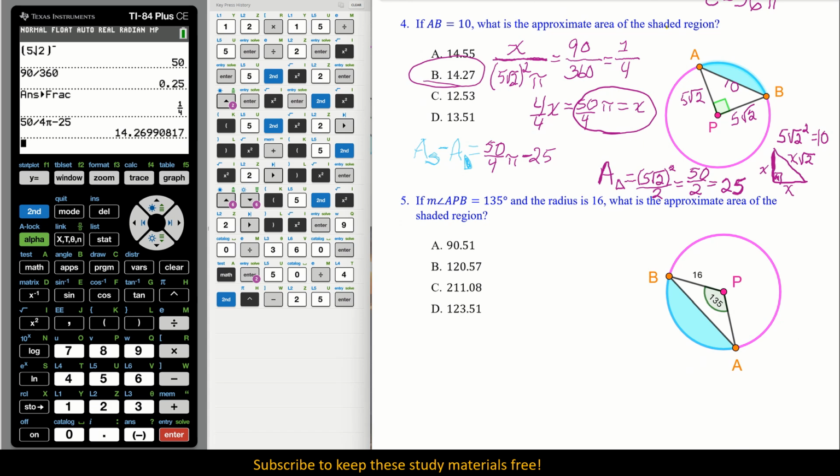It says if the measure of angle APB is 35 degrees and the radius is 16, which they have labeled for us in our diagram, which you don't always get. You'll have to draw it out. What is the approximate area of the shaded region? Well, we're doing exactly the same thing that we did before. However, we have a different situation. We have a side angle side situation because this will be an isosceles triangle.